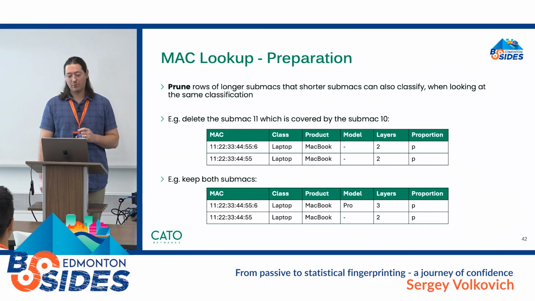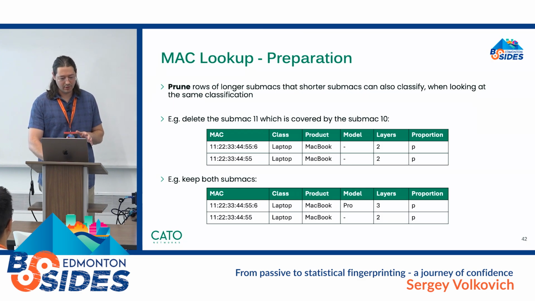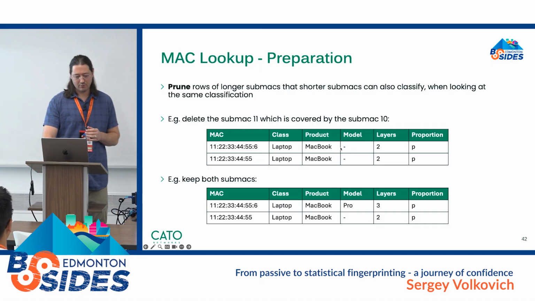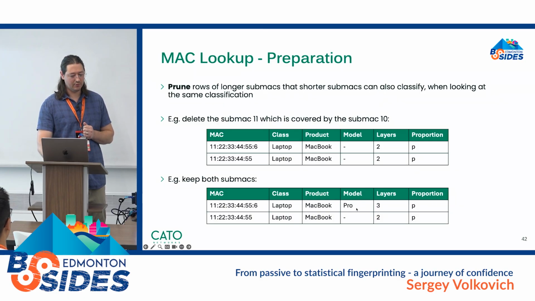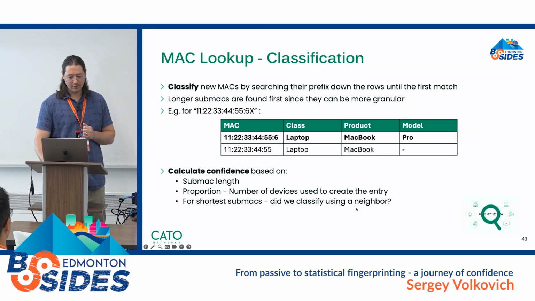In this case, we remove longer submacs in case they are covered by shorter submacs, meaning that the shorter submac can classify the same thing when we look at the same classification. So let's look again at an example. In the first case, we delete the submac 11. And in the second case, because there are different classifications, there's the Pro there, we keep both of them.